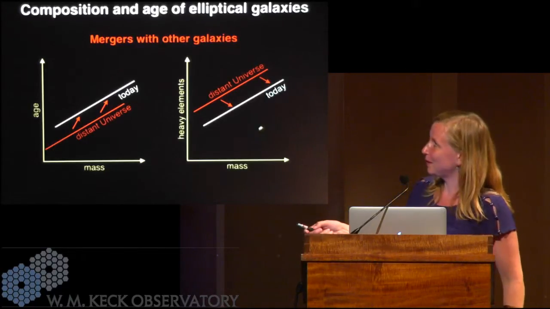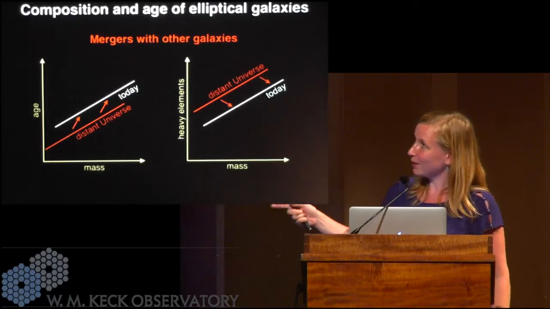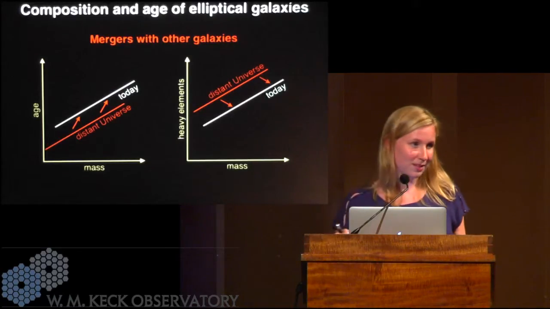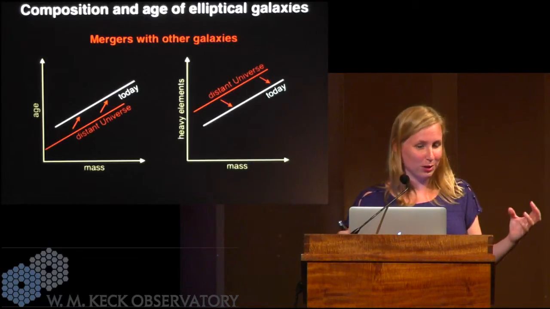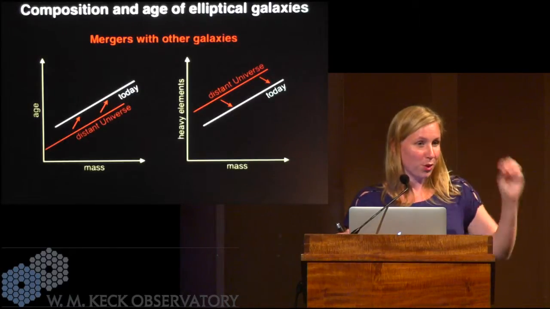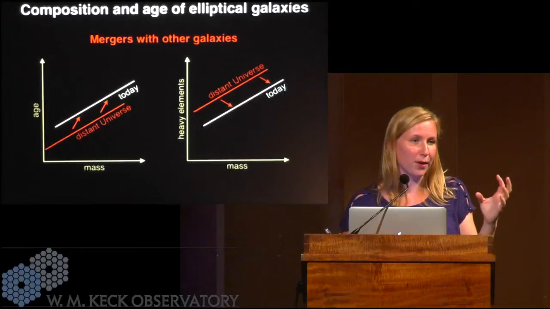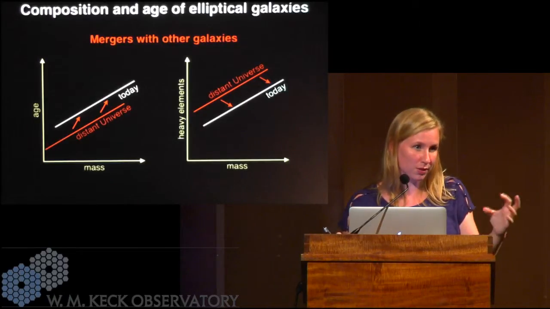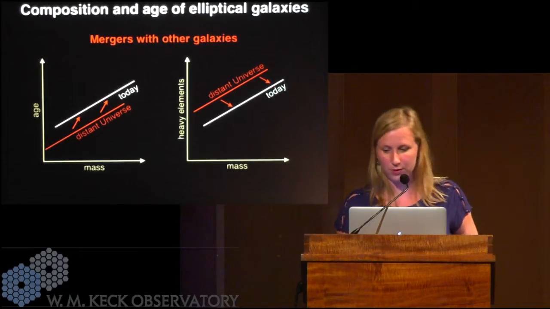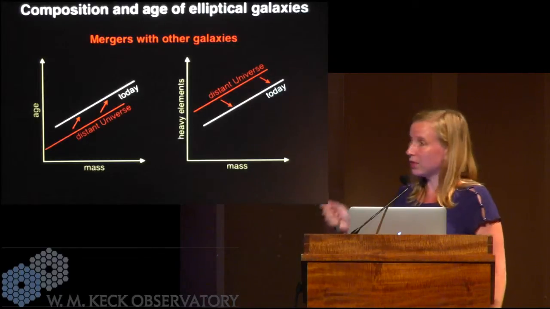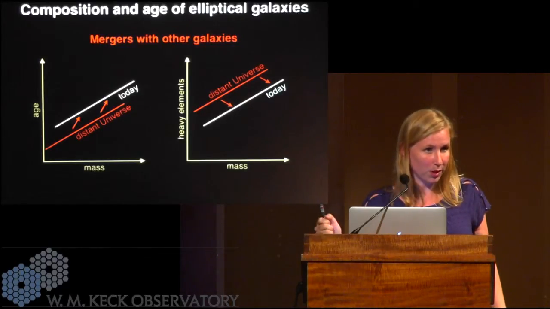So this is basically telling you that we expect, in this merger scenario, that galaxies in the very early universe have much higher relative heavy elements abundance than they do in the local universe. And this is something we can really learn from MOSFIRE.